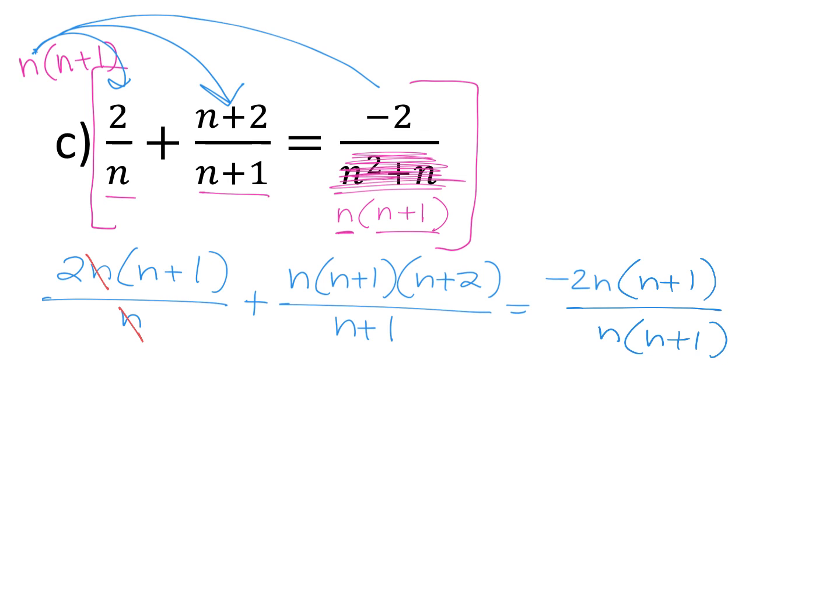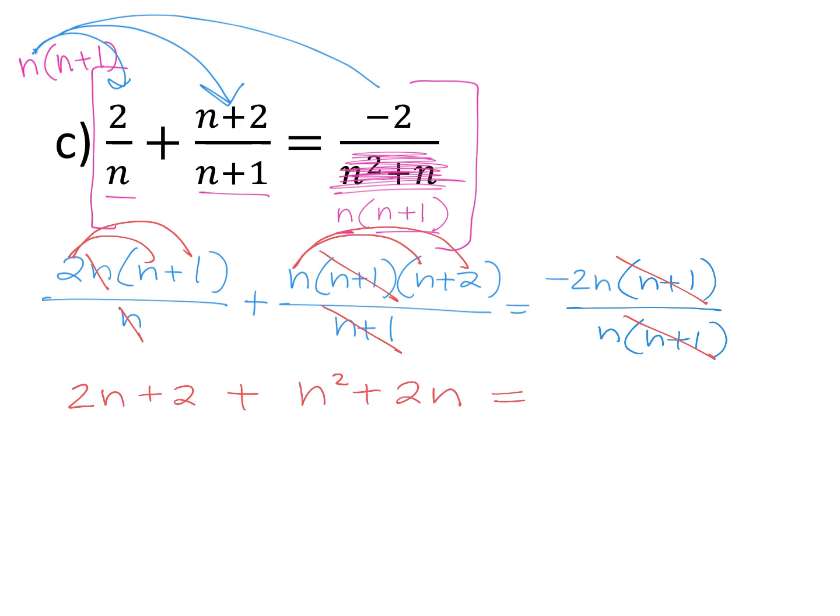Do you see how this is so much nicer when you don't distribute right away? Now your n over your n is going to go away, so you can distribute that now. 2n plus 2, plus, now this n plus 1 and this n plus 1, because we're multiplying, we can get rid of those. We can slash those away. So you have n times n plus 2. I'm actually just going to distribute that right now. Is that okay with you? n squared plus 2n equals, and now your n plus 1 and n plus 1 are going to go away, and your n over n is going to cancel out also. So you're left with a negative 2 there.